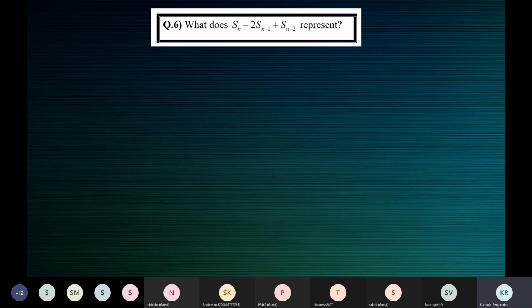This is our next question, children. What does Sn minus 2 times Sn minus 1 plus Sn minus 2 represent?